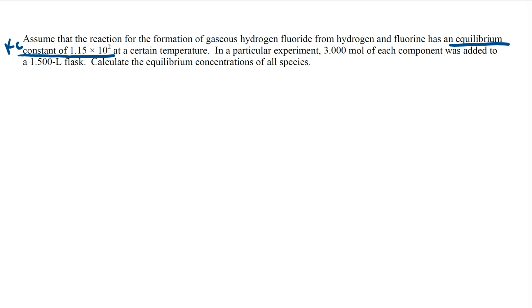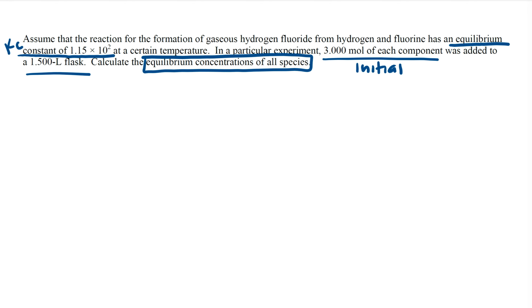In a particular experiment, 3 moles of each component was added to a 1.5 liter flask. So these are my initial values, and they would like for me to calculate the equilibrium concentrations of all species. And so I'm given initial values. They're asking me to solve for equilibrium values. This is a nice ICE chart problem.